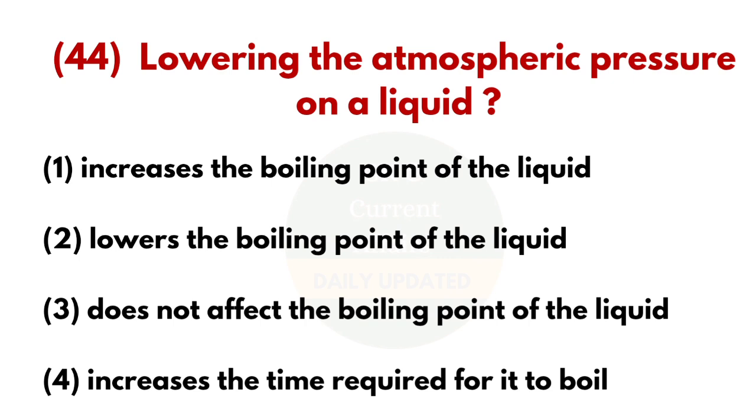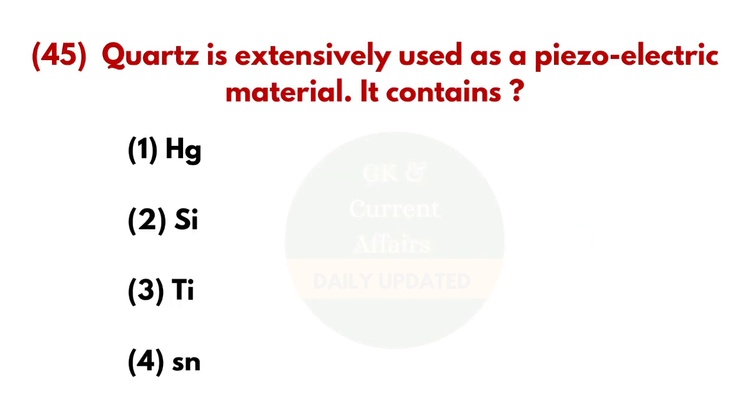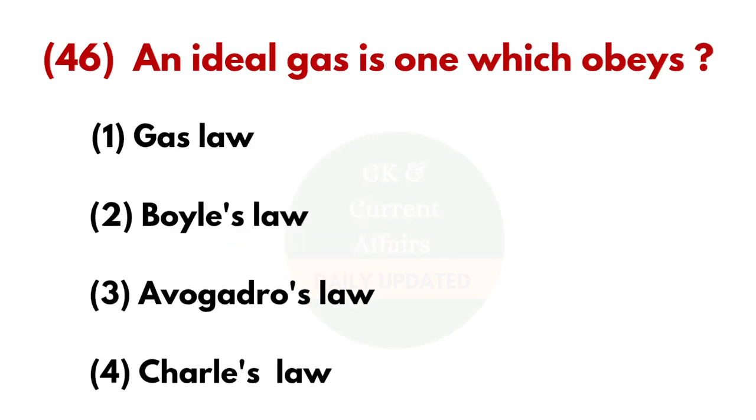44th question, lowering the atmospheric pressure on a liquid, and the answer is lowers the boiling point of the liquid. 45th question, quartz is extensively used as a piezoelectric material. It contains, and the answer is Si. 46th question, an ideal gas is one which obeys, and the answer is gas law.